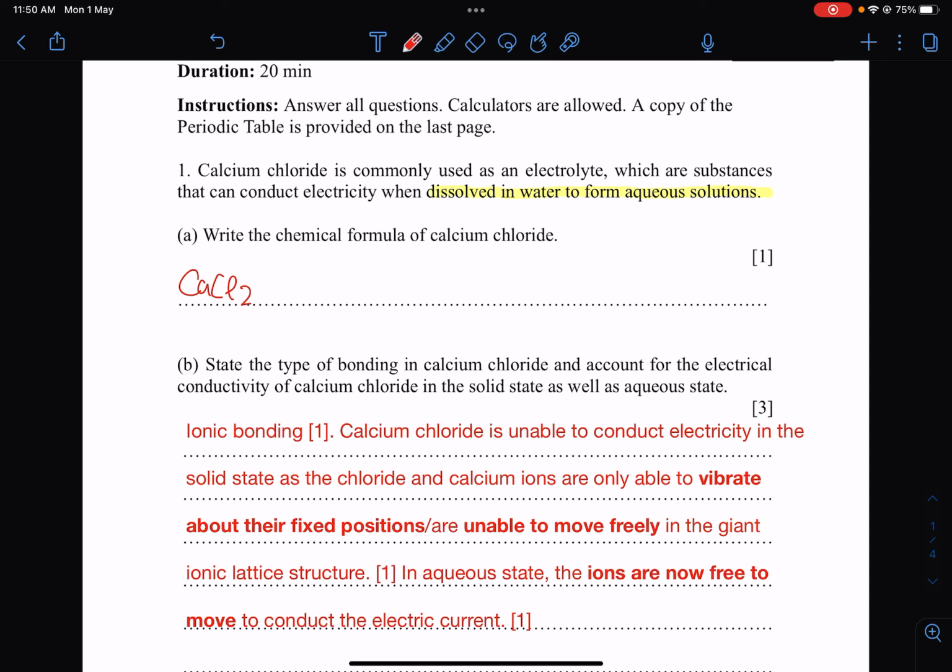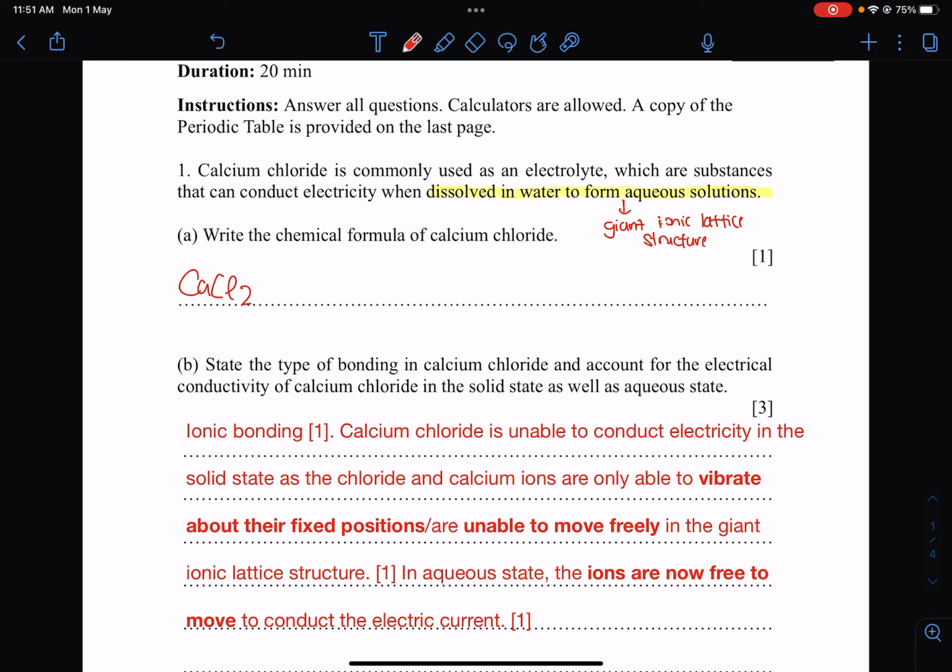will be involved. So in this case, since you know that it is soluble in aqueous solution, it implies that it's a giant ionic lattice structure. Okay, which means that the bonding will be ionic.